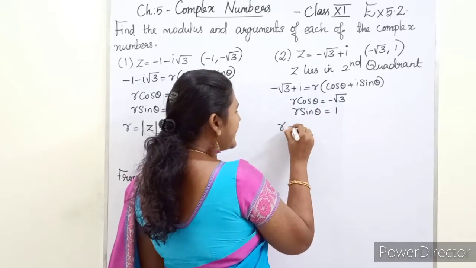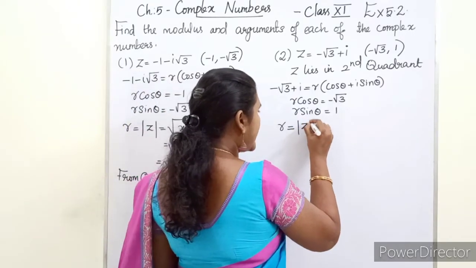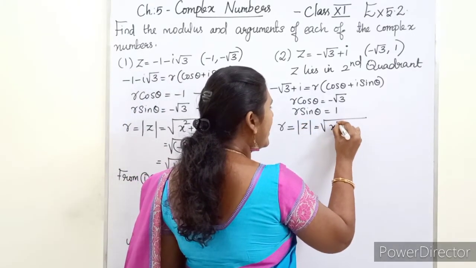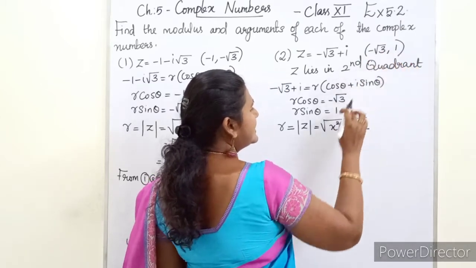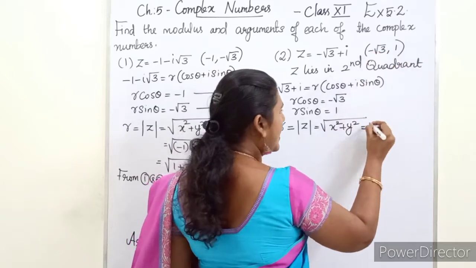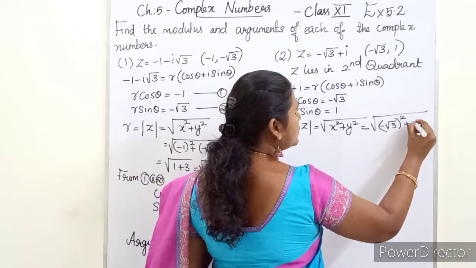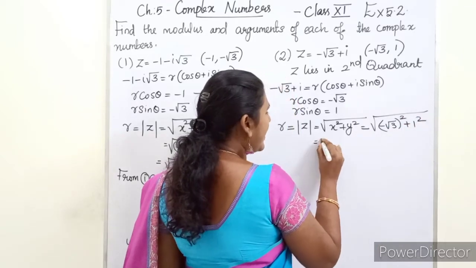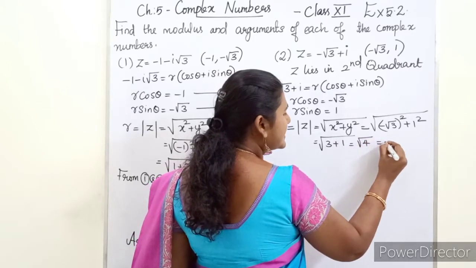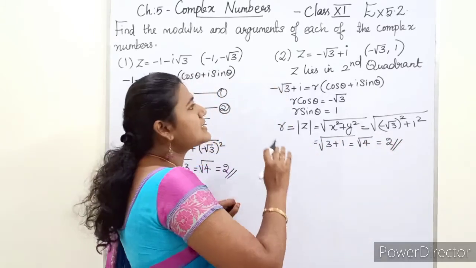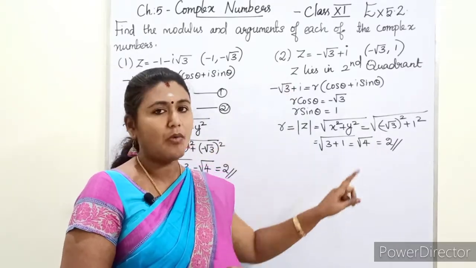Now first we will calculate the modulus, that is the value of r. Mod Z is equal to root of x square plus y square. So we have the x coordinate and y coordinate, that is the real part and imaginary part. Here we will substitute: minus root 3 the whole square plus 1 square. When you simplify, root of 3 plus 1 is equal to root 4 is equal to 2. So the modulus of the given complex number is 2. So we got the modulus value.